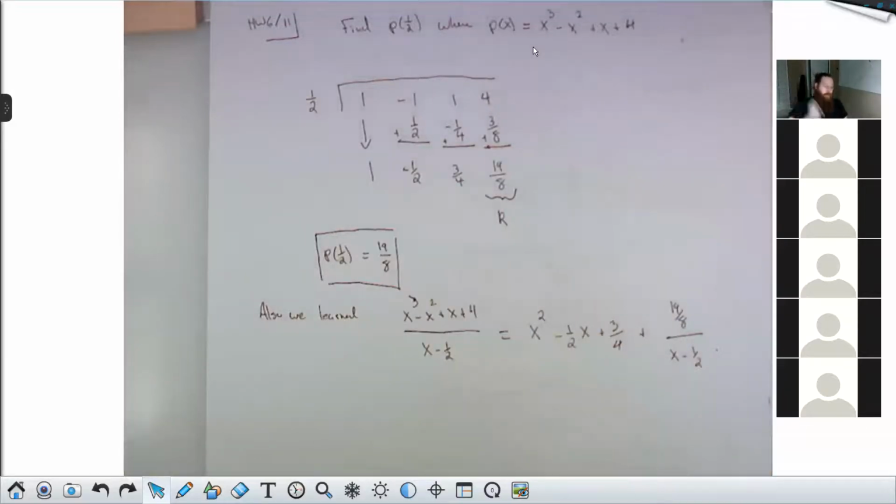So you have a few problems in your homework that ask you to use this theorem to evaluate a polynomial at a certain number. And the advantage to doing that is just that it can save time because synthetic division is so fast.